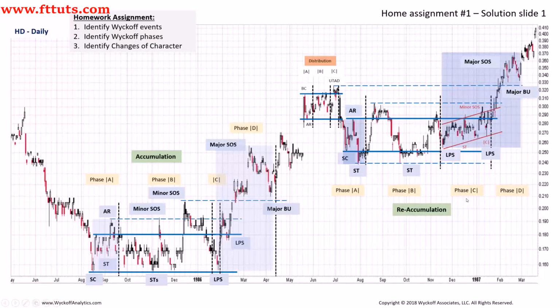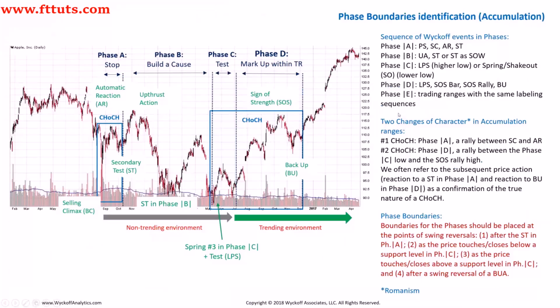Okay, so with each of these slides for the homework, I'm going to give you guys my interpretation, and you could go through this as a homework and just observe all of the labeling that I've done here. In these gray boxes, I'm identifying changes of character and so on and so forth. Hopefully that's helpful. Now let's talk about phase boundaries.